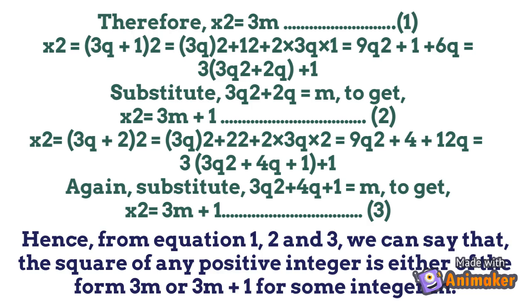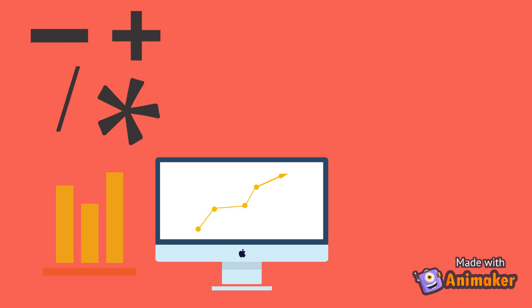Let's see again the third equation. Same, put the value, take the common factor out, and again after taking out the common factor, we will get 3 times (3q square plus 4q plus 1) plus 1. Okay, so again we got the same form, that 3q square plus 4q plus 1 equals m to get the result 3m plus 1. So hence from equations 1, 2 and 3, we say that the square of any positive integer is either of the form 3m or 3m plus 1 for some integer m.